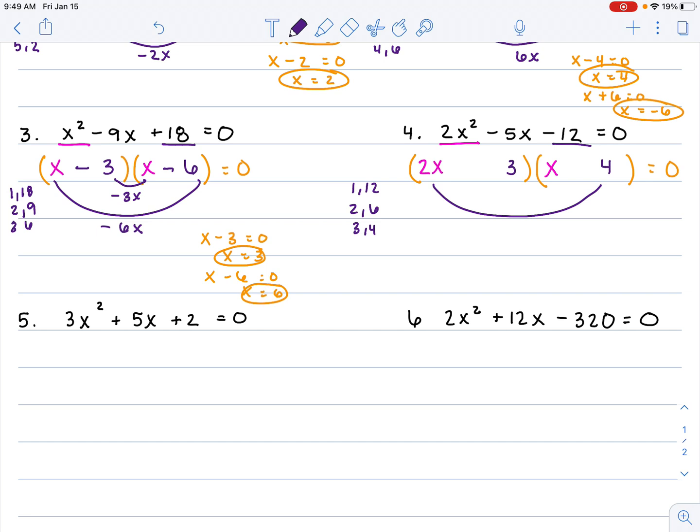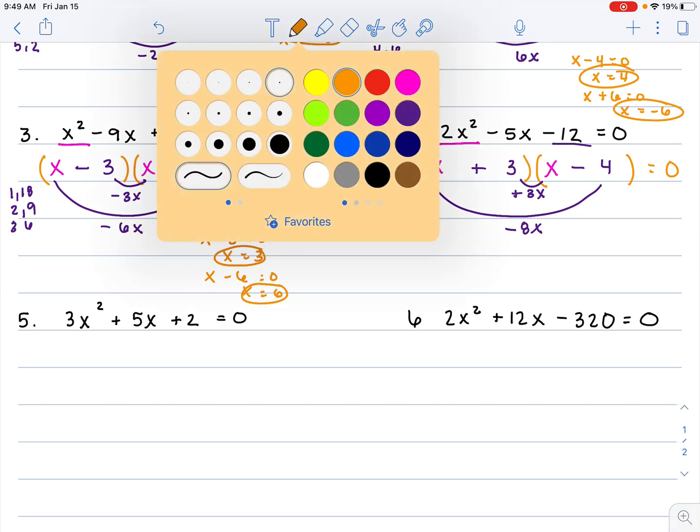We've got 3 and 4. So this gives me 3x, and this gets me 8x. Oh, I think we can figure something out here. So we want it to be a -5x. So we want our bigger number to be negative, -8, plus 3x would give me -5x. So it'd be plus and minus.